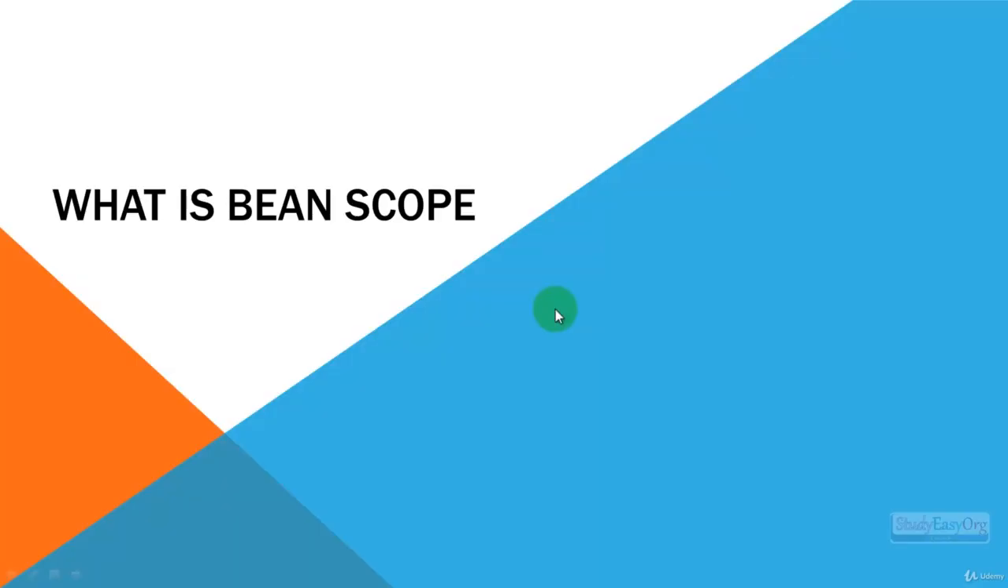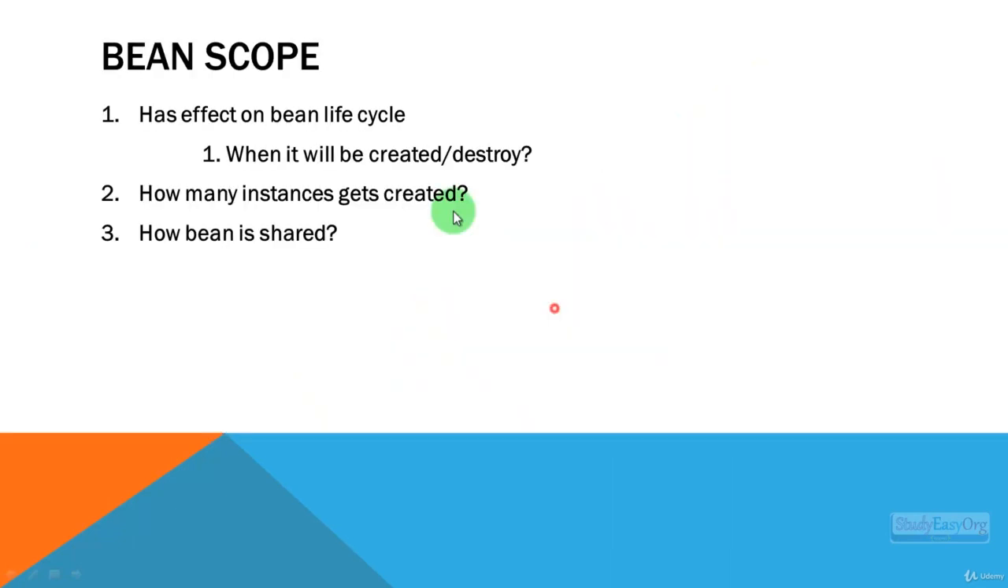Hey guys, welcome back. Before proceeding further, let us try to understand what a bean scope is. Bean scope is an entity whose effect is on the bean. How does it affect it? Firstly, it affects the life cycle, how it is created or destroyed. It also affects how many instances would be created, whether one instance is allowed or many instances are allowed, and how the bean is shared. So bean scope has a substantial effect on the bean, and we're going to check different types of bean scopes.